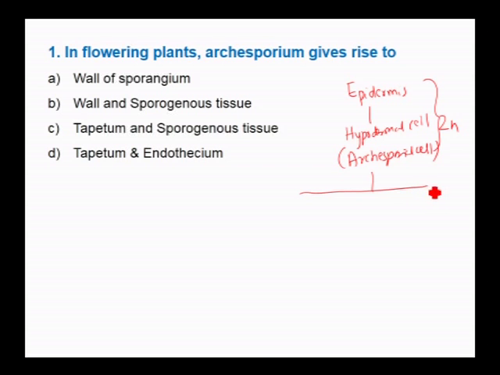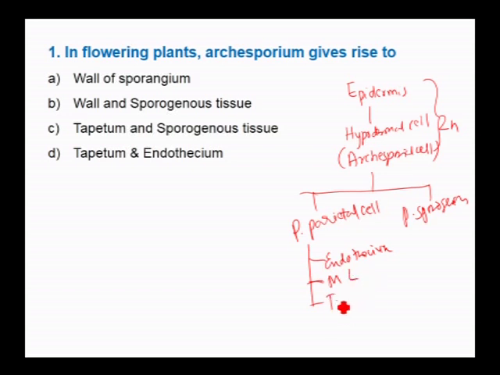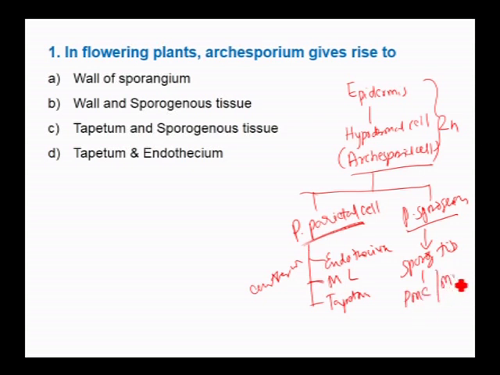Sporophyte. Archisporial cell divides to produce a primary parietal cell and primary sporogenous cell. Primary parietal cell is the one which gives rise to the layers endothecium of anther wall, middle layers and the tapetum. Therefore, the anther wall is formed by primary parietal cell of the archisporium, whereas primary sporogenous cell produces sporogenous tissue. Sporogenous tissue cells differentiate into pollen mother cell, or you can call it microspore mother cell.